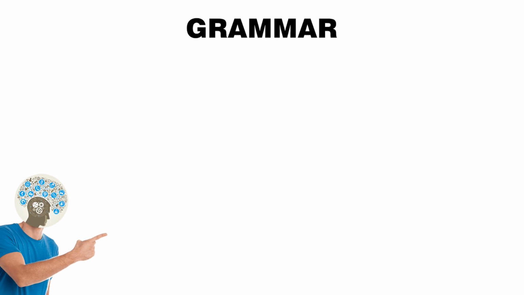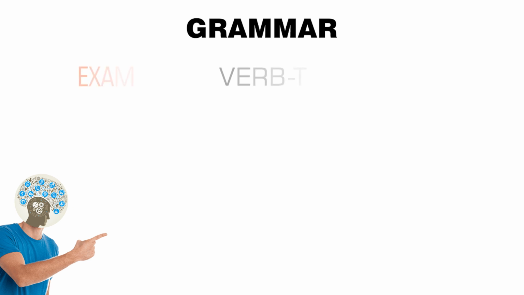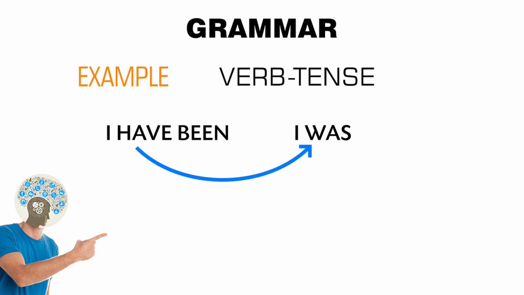First off, let's talk about grammar. One of the most common mistakes English learners make is incorrect verb tense usage. English has a variety of tenses, each with its own rules and usage scenarios. Misusing verb tenses can lead to confusion and miscommunication. For example, confusing "I have been" with "I was" can change the meaning of a sentence entirely.